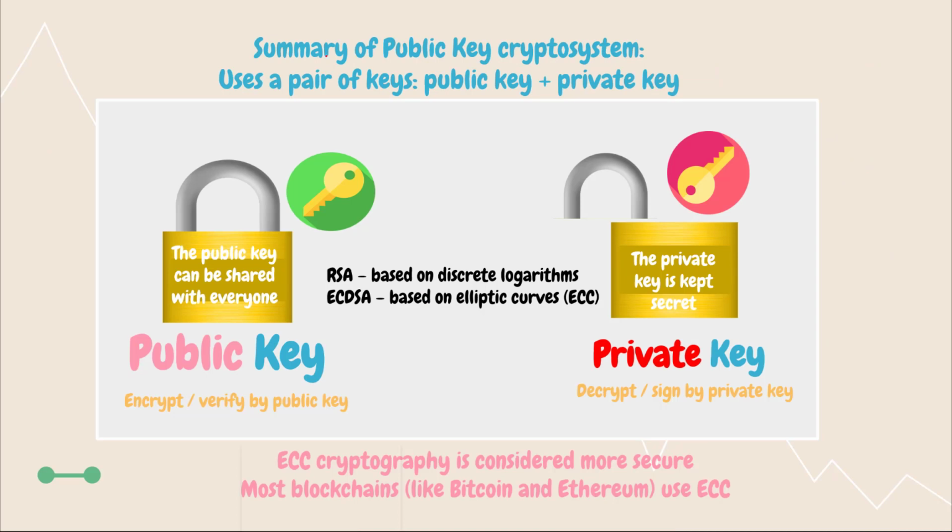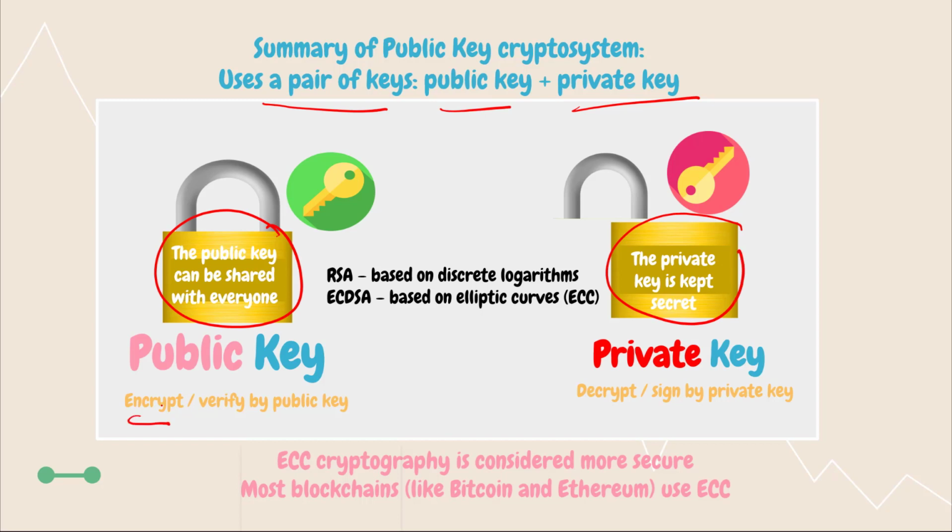Okay, so let's summarize the public key crypto system. It uses a pair of keys, the public key and the private key. The public key is something you can share with everybody, and the private key is something you keep secret to yourself. Anybody can encrypt a message using your public key and send it to you, and once you receive it, you can decrypt it with your private key. Once somebody encrypts a message with the public key, nobody else in the world can see it except the owner of the private key.